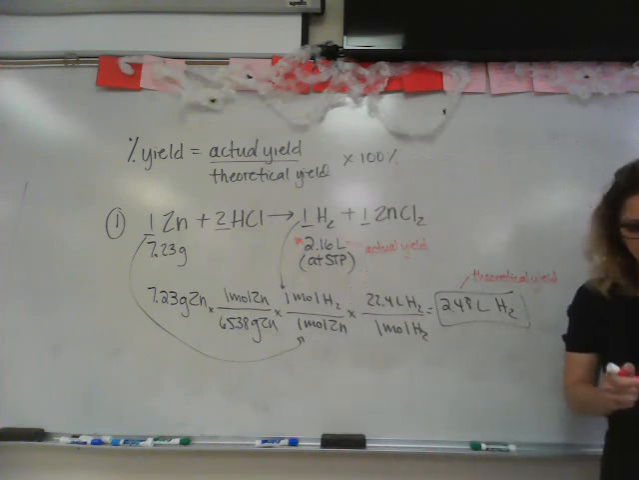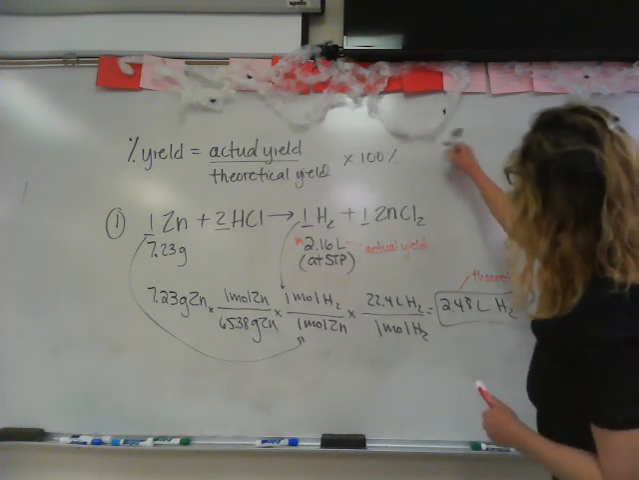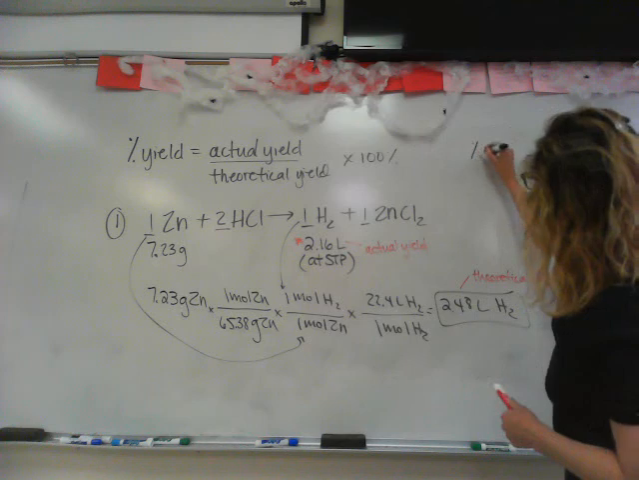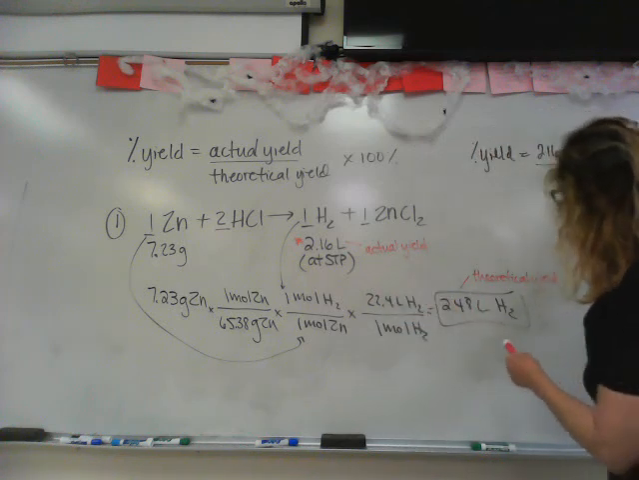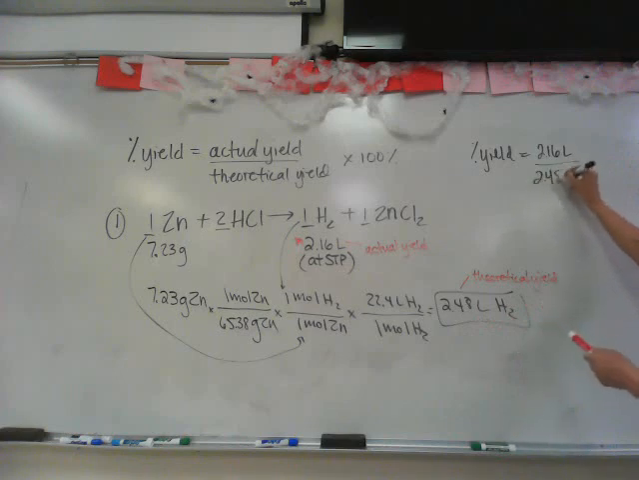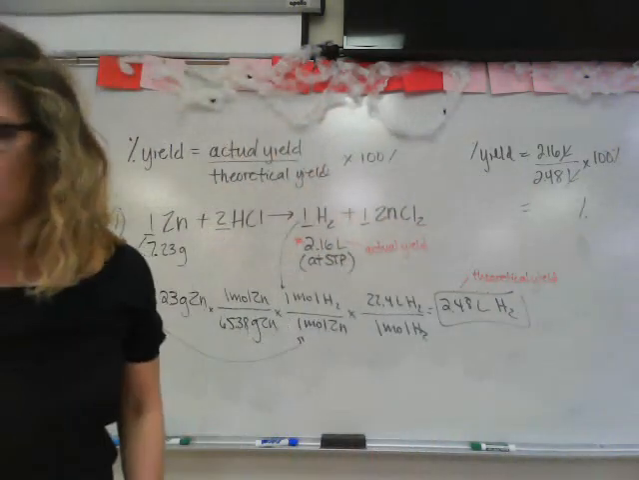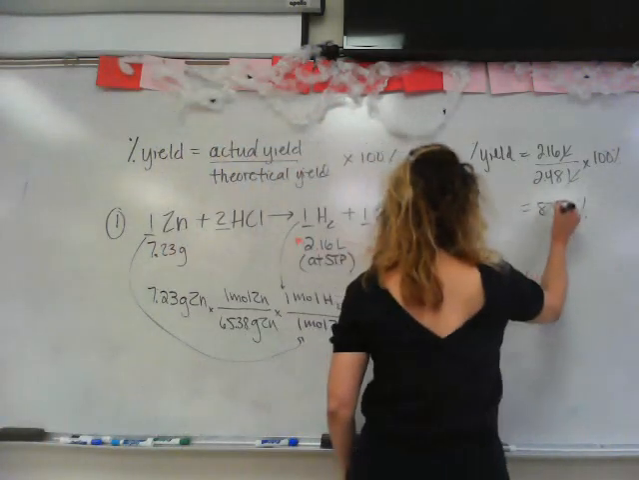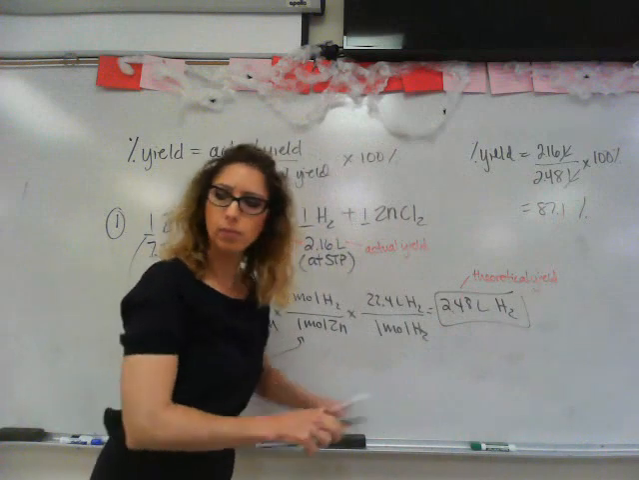Okay, now we're going to calculate the percent yield. So if you want the percent yield, it's going to be the actual, which is 2.16 liters, divided by 2.48 liters, my theoretical yield, times 100. Liters will cancel there, but you're going to end up with percent as your unit. When you divide those two numbers out, you're going to get 87.1. And that's it.